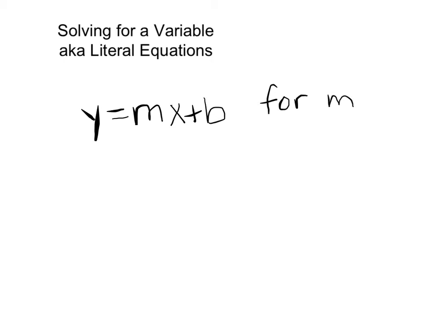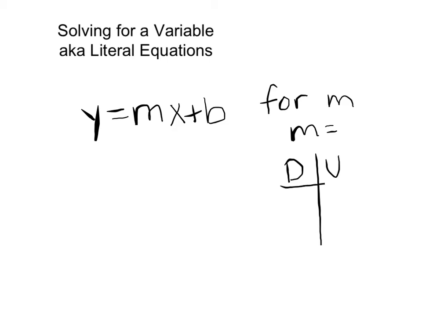Let's look at the equation y equals mx plus b. And let's say we wanted to solve this equation for m. We wanted to have m equals. That's our goal. So that means we want to get m all by itself. If you recall, when we solved regular equations, we made a do and undo chart. We can use that same idea to solve this for a variable. So let's go ahead and create a do and undo chart.